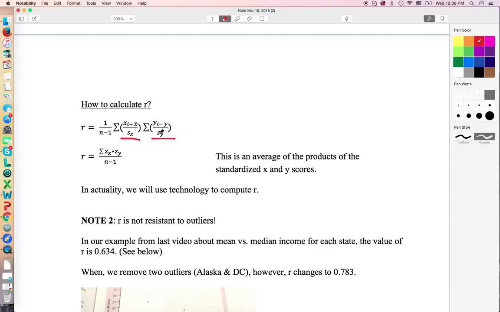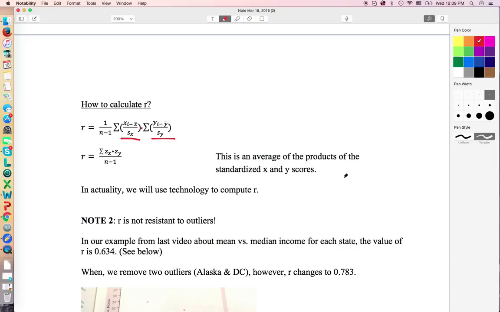So what it would mean is we would sum up all of the z-scores for all of the x values in our scatter plot, and we would multiply, that's what's happening between these sums, by the sum of all of the z-scores for all of the y values that we have in our scatter plot, and we would divide that by n minus 1 for degrees of freedom. So we see that the correlation coefficient is an average of the products of the standardized x and y scores.